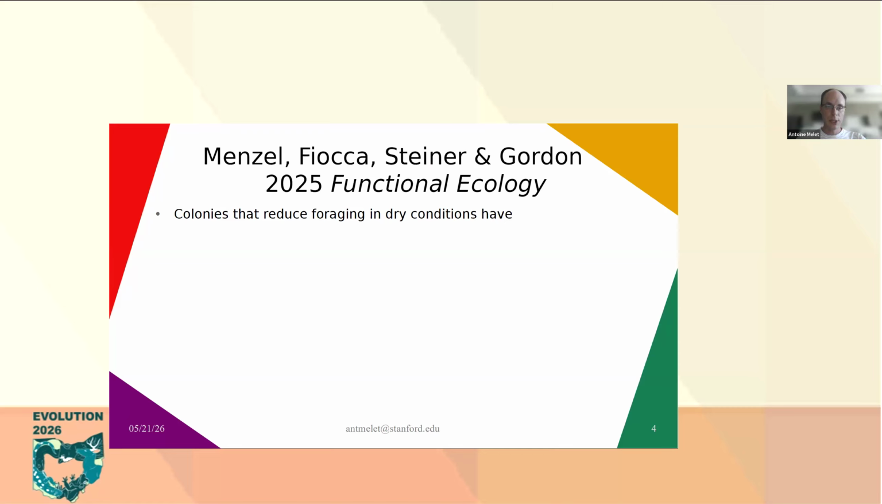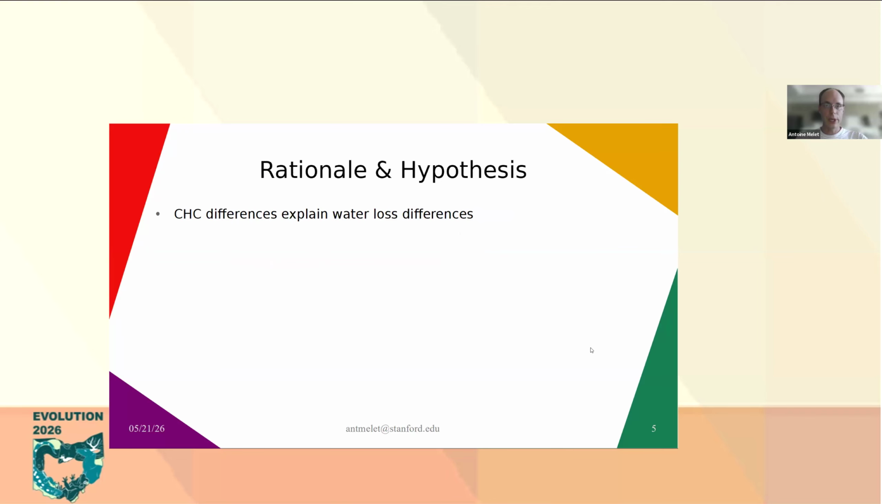Specifically, the colonies that reduce foraging in dry conditions have higher abundance of alkanes and higher abundance of short-chain alkanes. And these compounds are not the best to protect against desiccation. They permit water loss. So based on this previous knowledge, the rationale for this project is that CHC differences will explain water loss differences, in turn explaining survival differences.